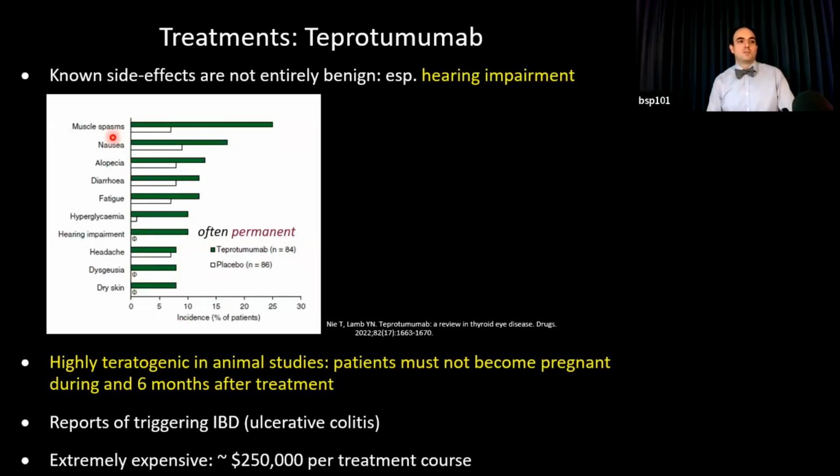And it's incredibly expensive. A vial of 500 milligrams, so that's 10 mg per kg for a 50 kilogram person, is $15,000. So for most patients, you need 2 to 3 vials per treatment. You can add it up, plus the cost of infusion, et cetera, et cetera.